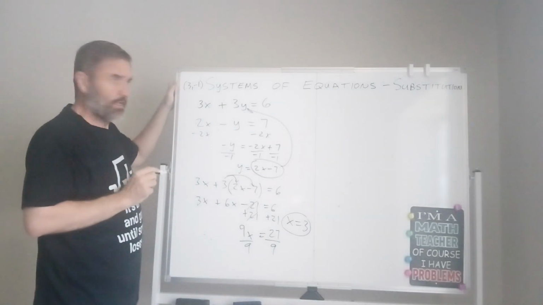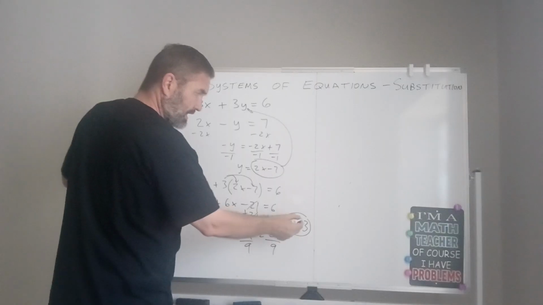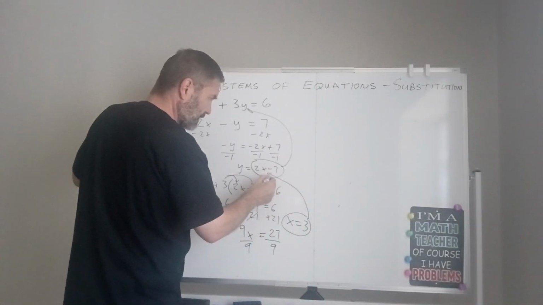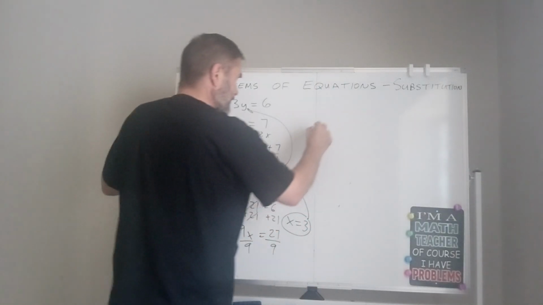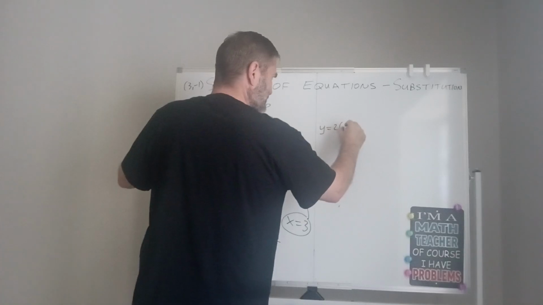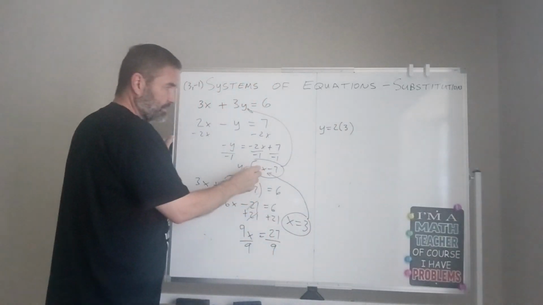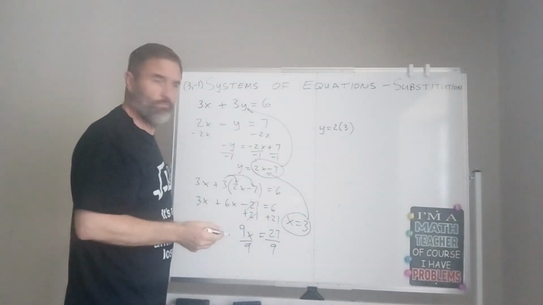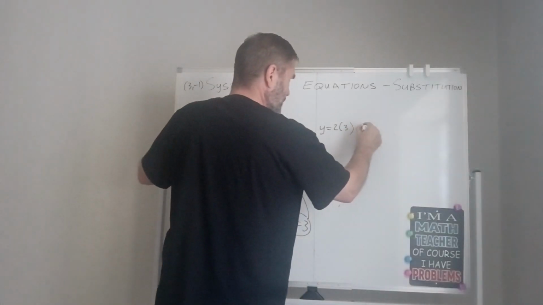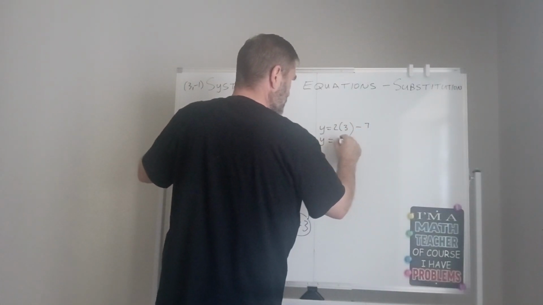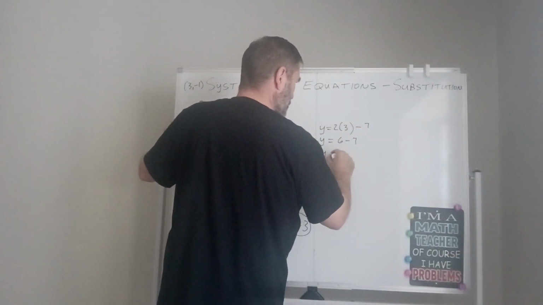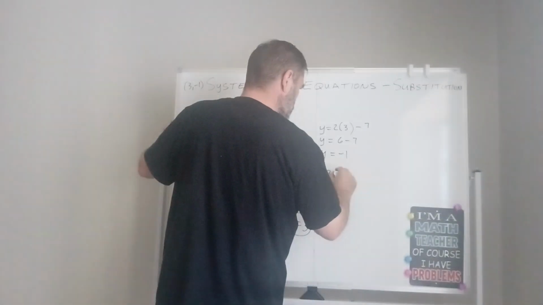See, 3. So now how do I get the y? Well, the easiest way is to take this 3 and plug it right into there. So now over here, y equals 2, well, x is now 3, so I plug 3 in, minus 7. So there's your minus 7, and then I do the math, 6 minus 7, y equals negative 1, and then there's my solution.